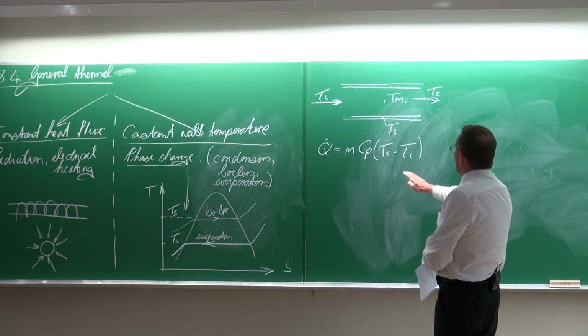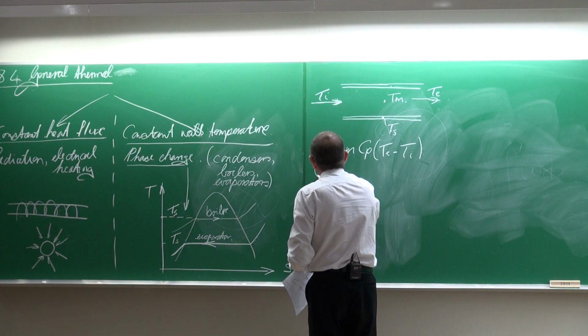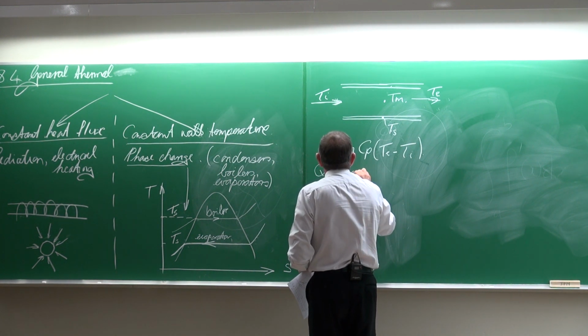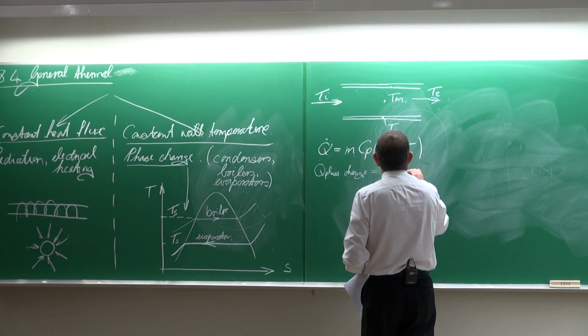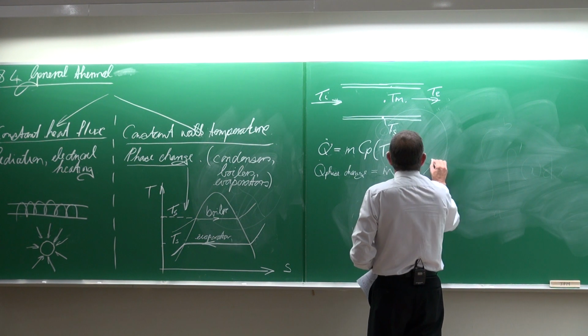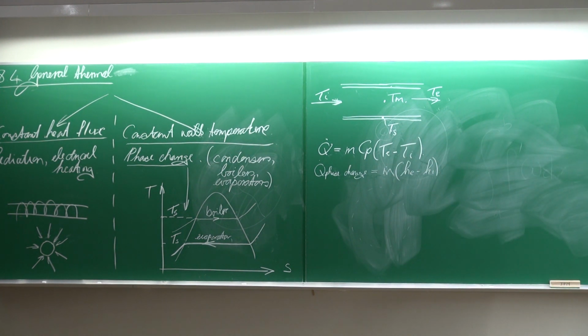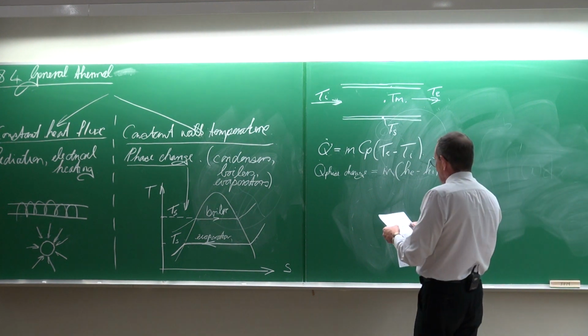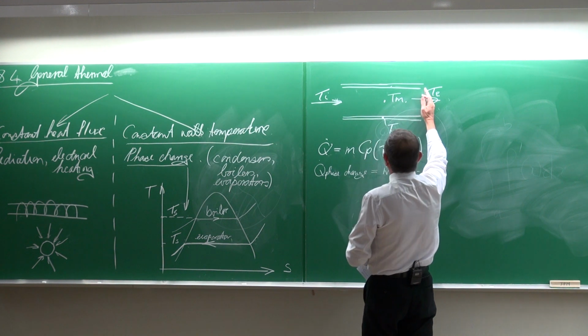Okay. So in general, that is the case. But then, if there's a phase change, then you should know it is equal to the mass flow rate multiplied by the enthalpy difference. So that is in general. That is the heat transfer if we look at it from the inlet to the outlet.